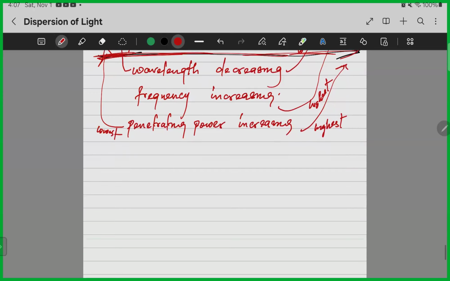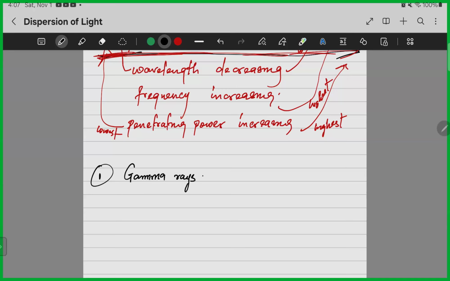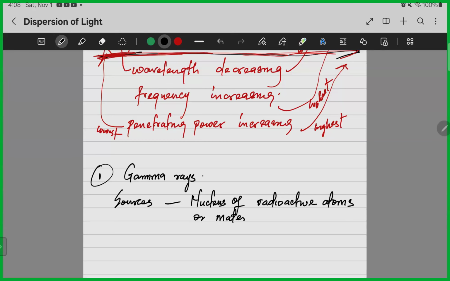Let's now talk about the sources, detection, and uses of this electromagnetic spectrum. Number one, let's talk about it backwards. Gamma rays. Sources: you get it from the nucleus of radioactive atoms or materials.